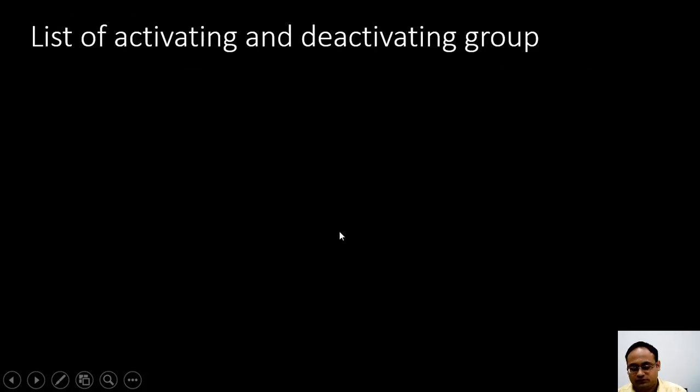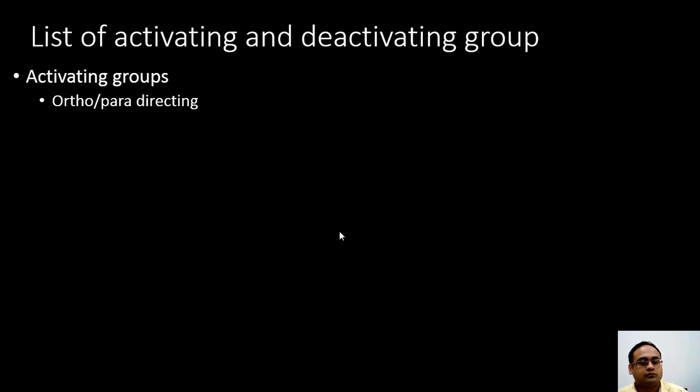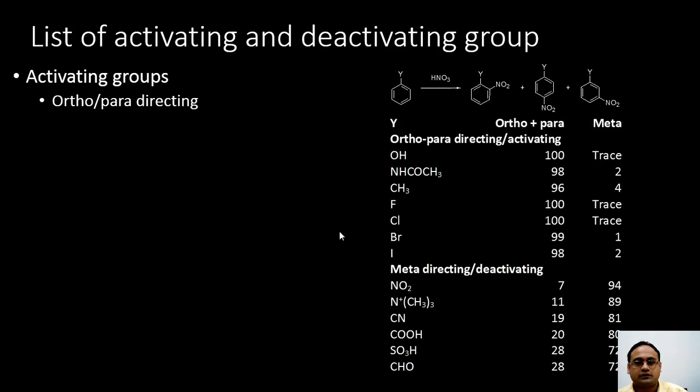So based on this, we can list some of the well-known activating and deactivating groups that are commonly seen in electrophilic aromatic substitution. Activating groups generally are ortho-para directing. Therefore, they are also known as ortho-para directing. So here are some of the examples. We have taken the example of nitration of monosubstituted benzene. Therefore, there are three possibilities: you can form either the ortho, para or the meta product.